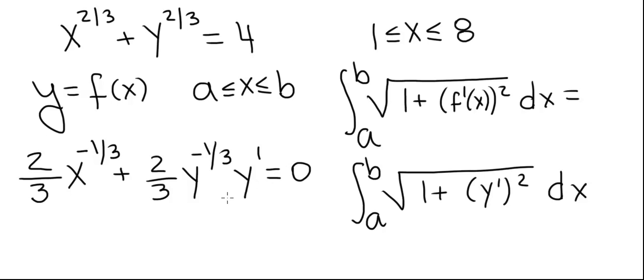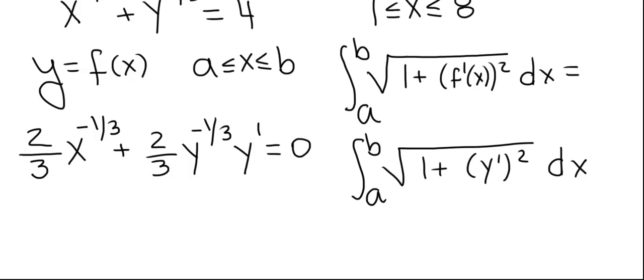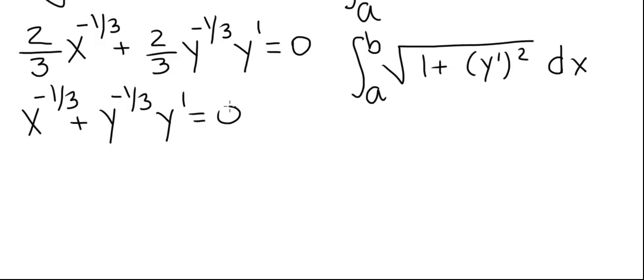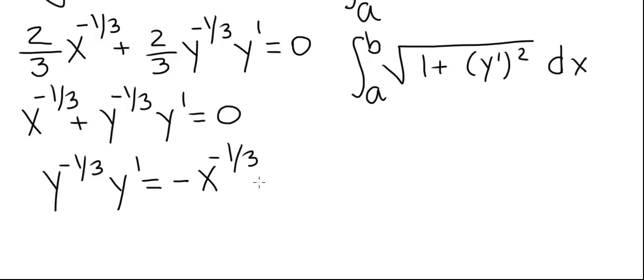Let's solve this for y prime. First we'll multiply everything by 3/2 to get rid of the constant. So on the left that gives us x to the minus 1/3 power plus y to the minus 1/3 power times y prime equals 0. So y to the minus 1/3 times y prime equals minus x to the minus 1/3, and that's the same as minus 1 divided by x to the 1/3 power.